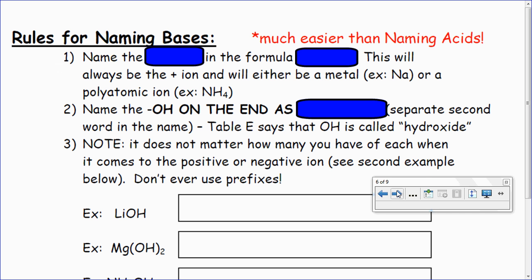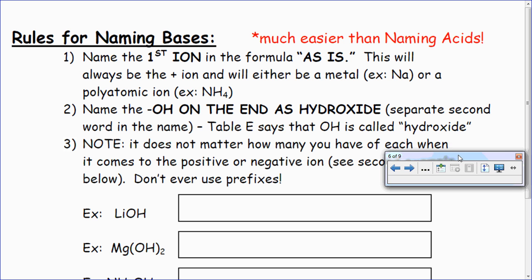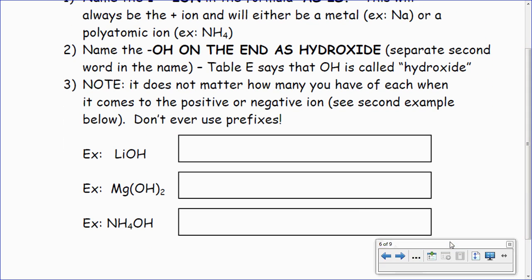Naming bases is much, much easier than acids. Acids was kind of out in left field there. Don't worry about it too much. Naming the first ion in the formula as is. This will always be the positive and will be either a metal or a polyatomic ion. The other, the OH, it's at the end of all bases, is just hydroxide. So table E's got hydroxide as a polyatomic ion, so that's how you really can name them easy every time. So these ones are really, really, really easy. The first element says its name, and you say hydroxide at the end.